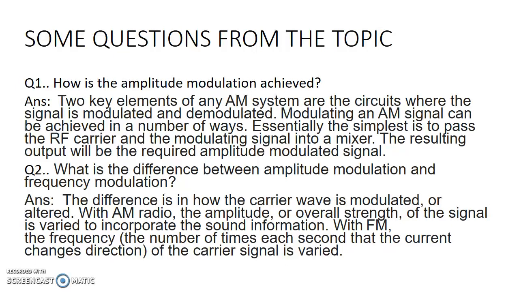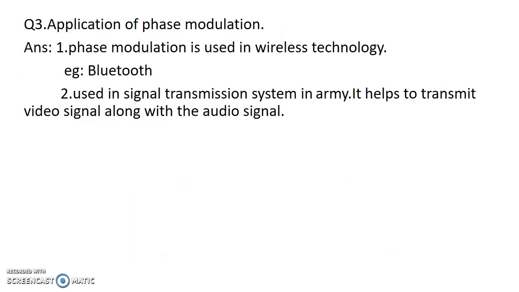Now the second question, what is the difference between amplitude modulation and frequency modulation? The difference is in how the carrier wave is modulated or altered. With AM radio, the amplitude or overall strength of the signal is varied to incorporate the sound information. With FM, the frequency, that is the number of times each second that the current changes direction, of the carrier signal is varied. And the third and last question is the application of phase modulation.